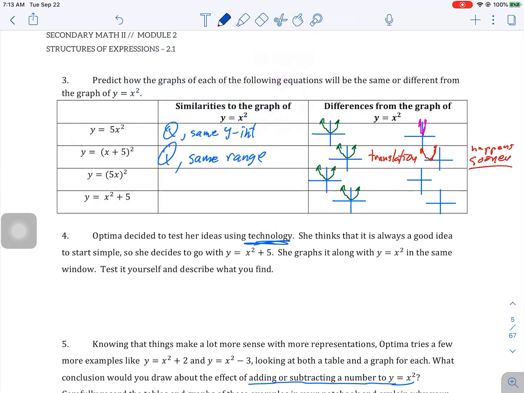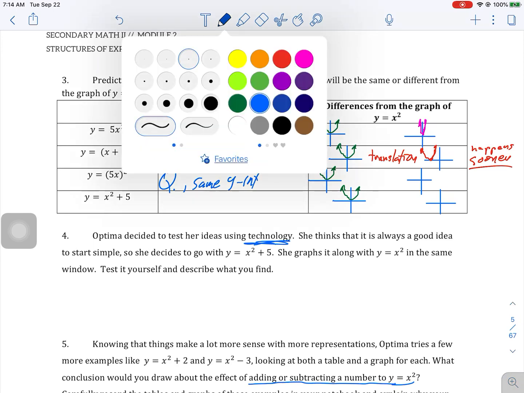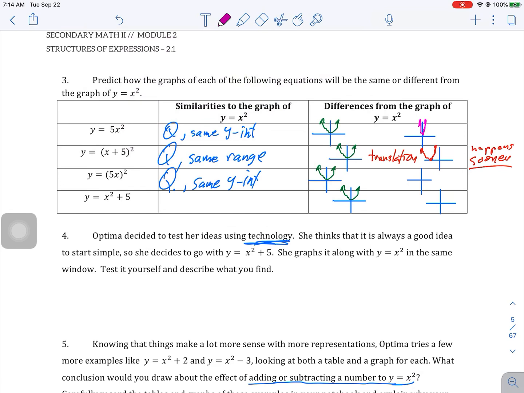Then we've got the next one, which is we're squaring 5x. So it's quadratic. It has the same y-intercept. But this one will actually be 25 times. So this one, I don't even know if I can show it on here, but it would be even steeper than the one over here. Okay, and we're using a scale factor on that.